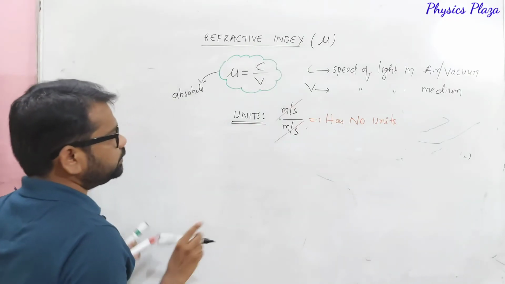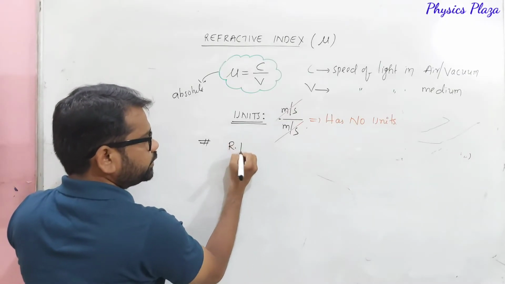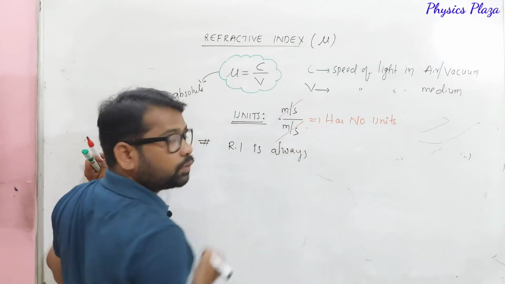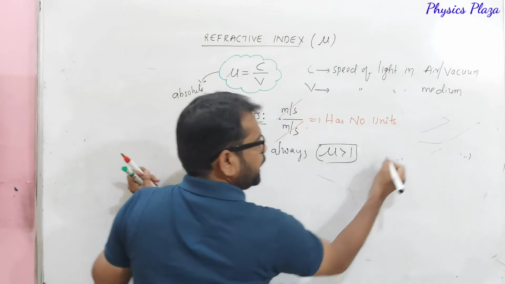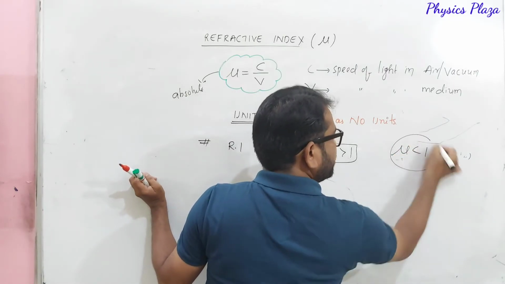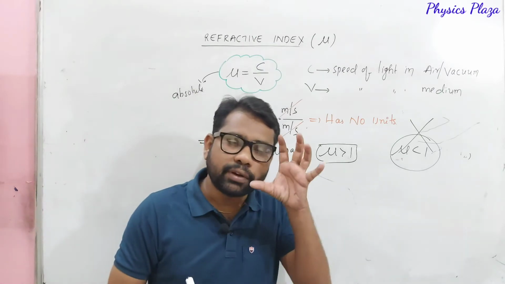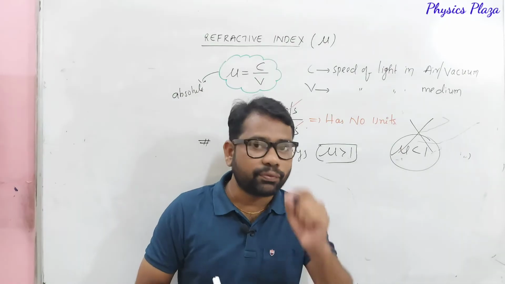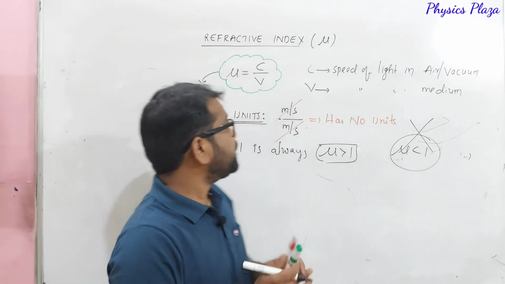And one more very important thing, dear children, is that refractive index is always greater than 1. It can never be less than 1, dear children. What is the reason? Why is the refractive index of a medium always greater than 1? Why can it never be less than 1? It's a very important question. Because of this only.